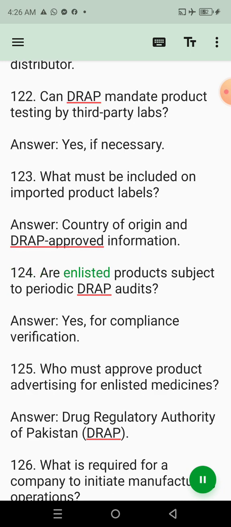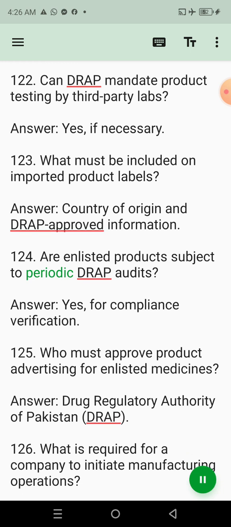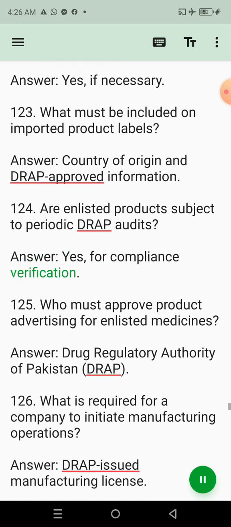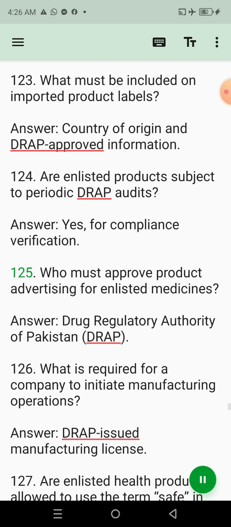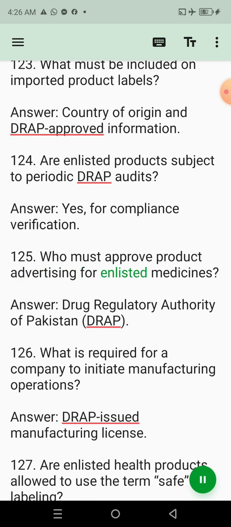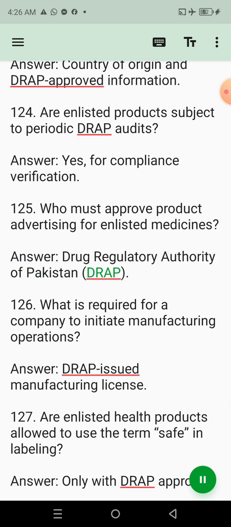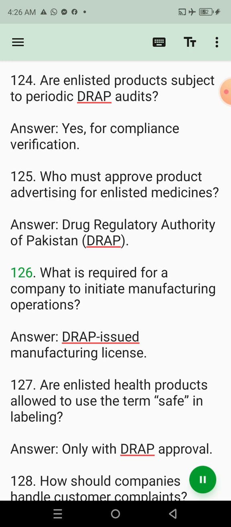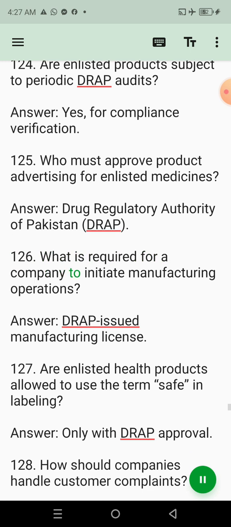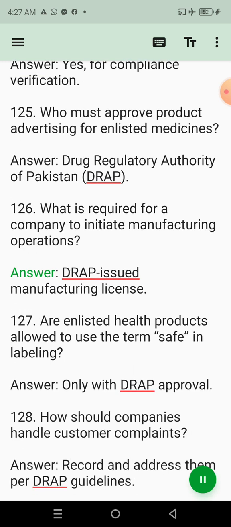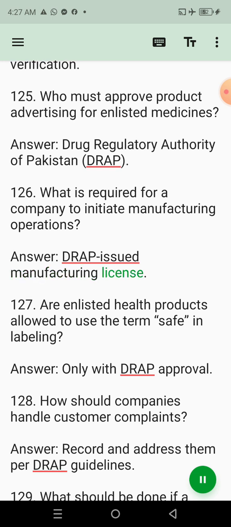124. Are enlisted products subject to periodic DRAP audits? Answer. Yes, for compliance verification. 125. Who must approve product advertising for enlisted medicines? Answer. Drug Regulatory Authority of Pakistan DRAP. 126. What is required for a company to initiate manufacturing operations? Answer. DRAP-issued manufacturing license.